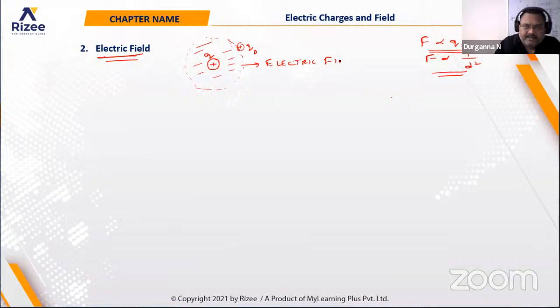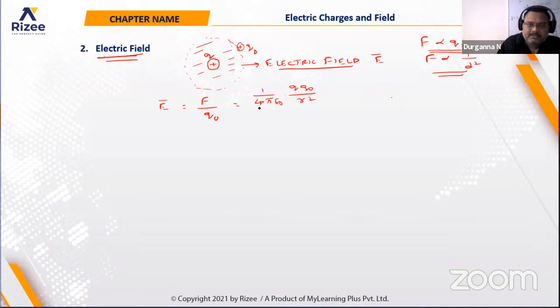So electric field is a vector quantity represented by E bar. Electric field can be defined as the force acting on a unit positive charge, that is Q naught. So this can be written as F is equal to 1 by 4 pi epsilon naught into Q naught by R square, where R is the distance of separation, divided by Q naught. So if I remove that Q naught, it will be 1 by 4 pi epsilon naught into Q by R square. Okay, so this is your electric field vector.